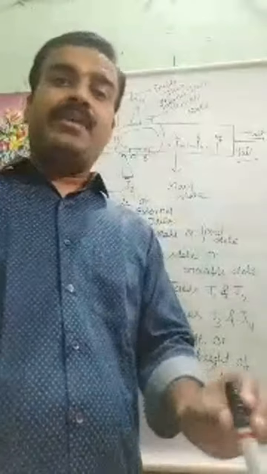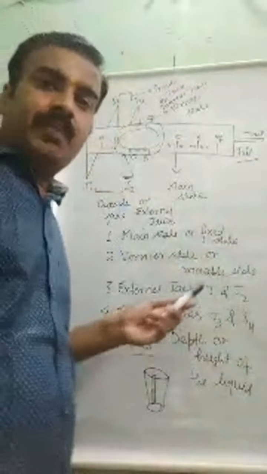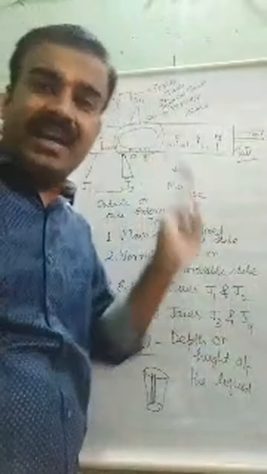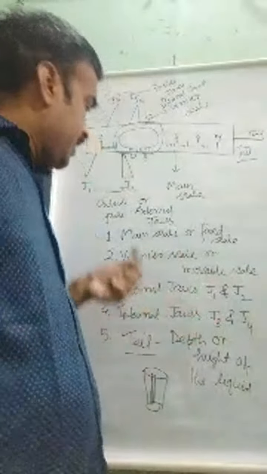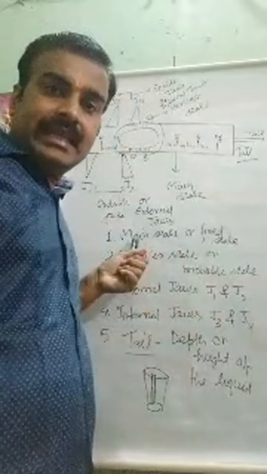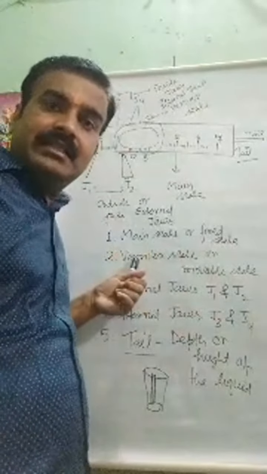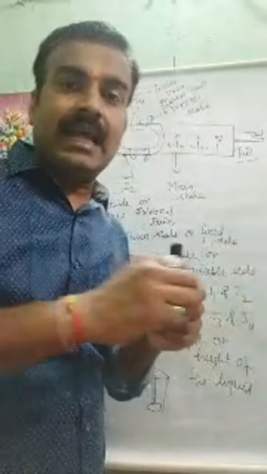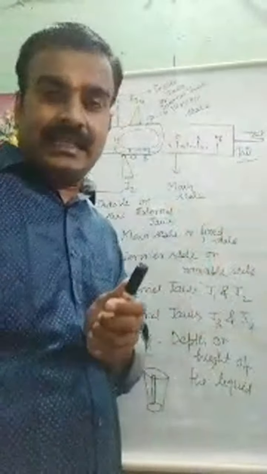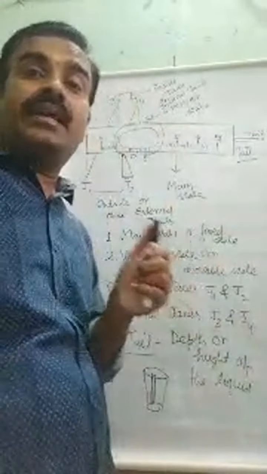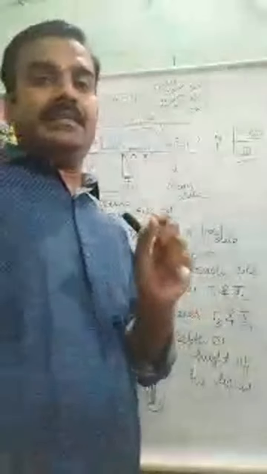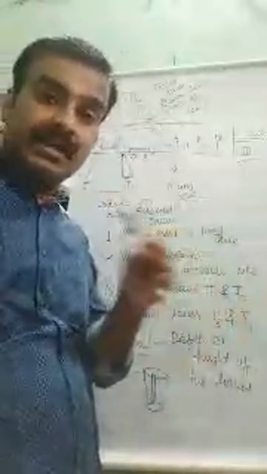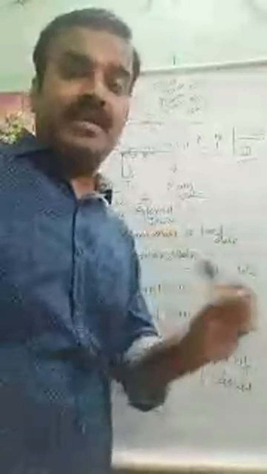Okay, that means there are 5 major parts of the Vernier calipers: main scale or fixed scale, then Vernier scale or movable scale. Why is it known as the movable scale? Because it can slide over the main scale. And by this scale we can find out the corrected length. If any error is there, then by the use of this Vernier scale we can find the corrected length.